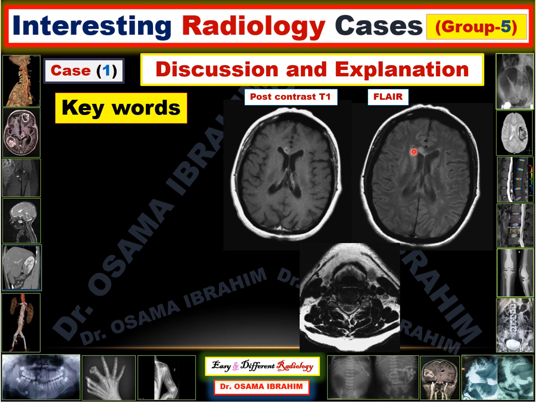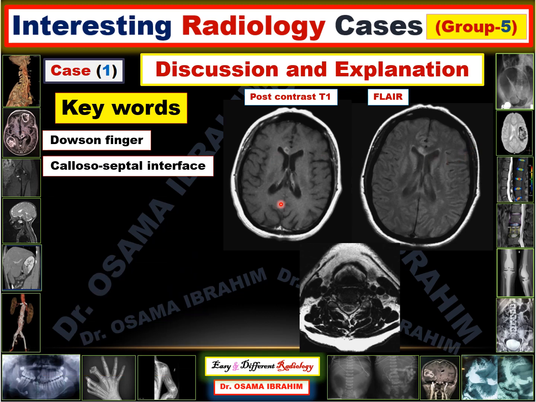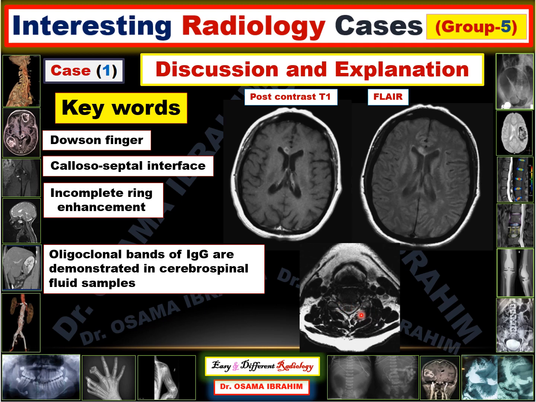So the key words here: if there are multiple lesions arranged in the periventricular region making a Dawson's finger appearance, or if there is callosal-septal interface involvement like this callosal region, and in the post-contrast study if there is incomplete ring enhancement like this, with a defect of enhancement at that region. So all these features, also the involvement of the cervical cord here by the lesion, are representing demyelinating disease, most likely multiple sclerosis.